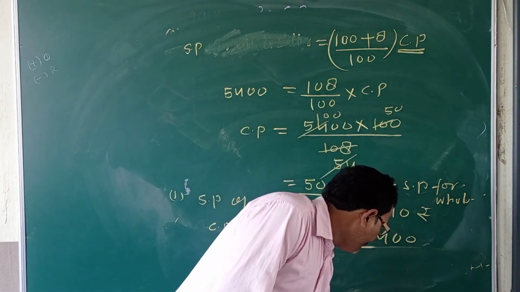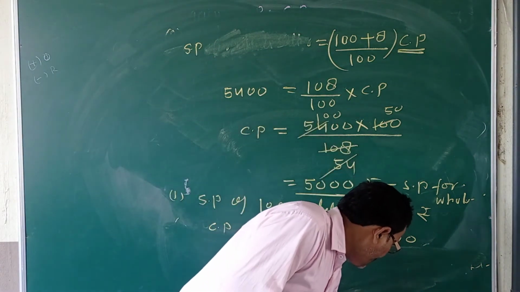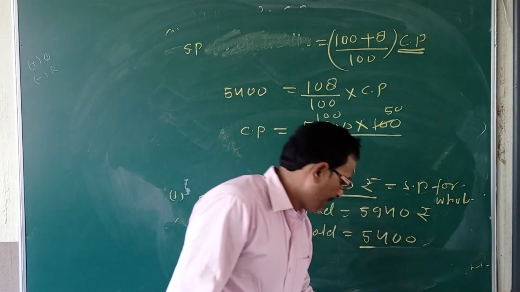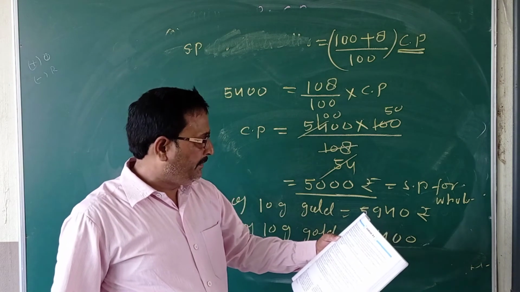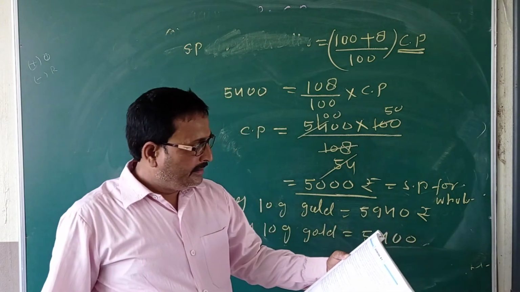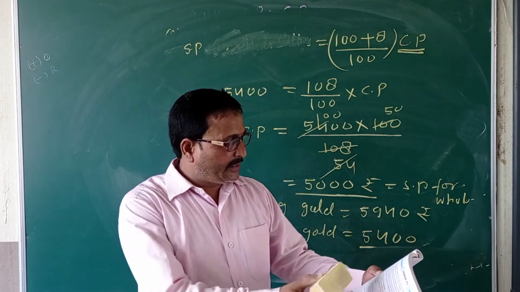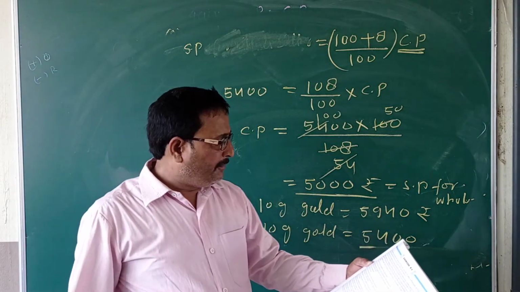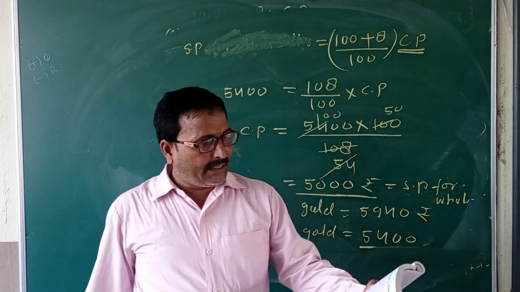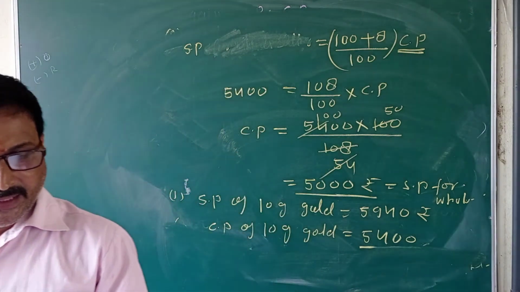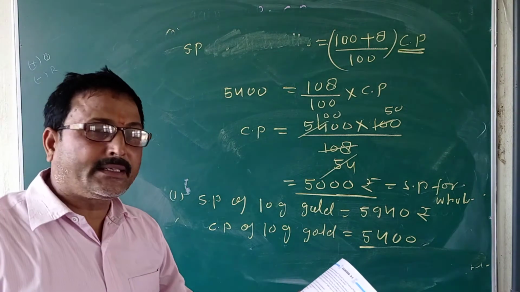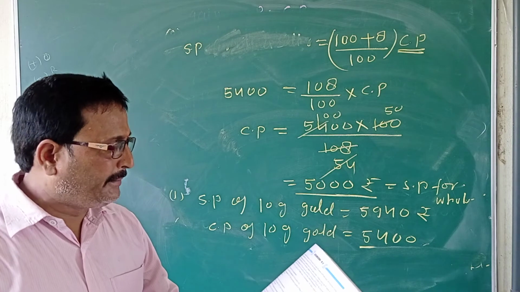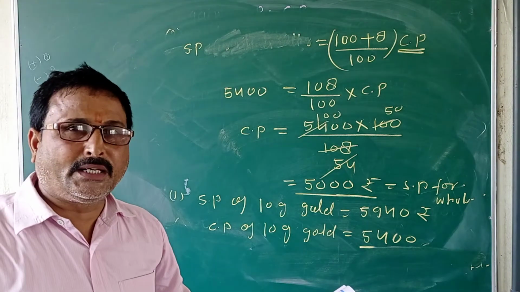Next question. Question number 7, you see. Because 6 and 7 both are similar questions. So 7, you see. A toy was sold at a gain of 12%. Had it been sold for 33 rupees more, the gain would have been 14%. Find the CP of the toy.